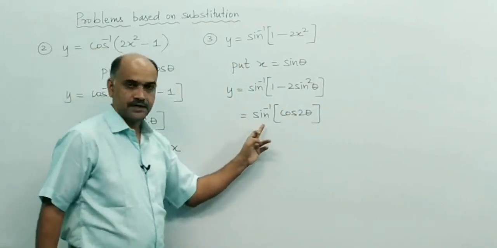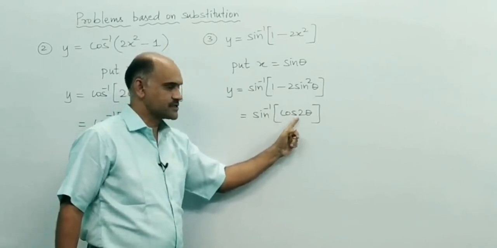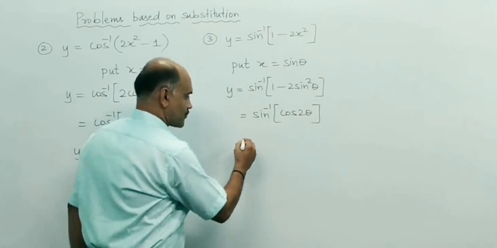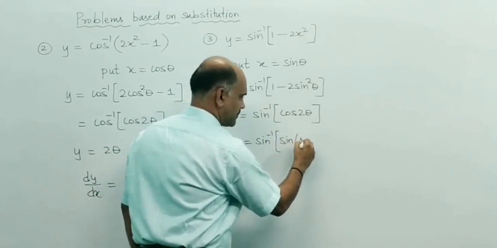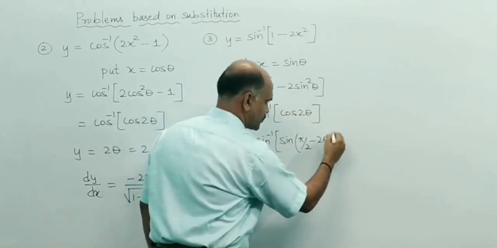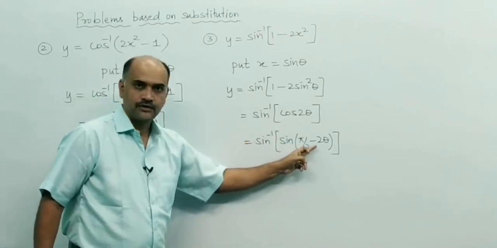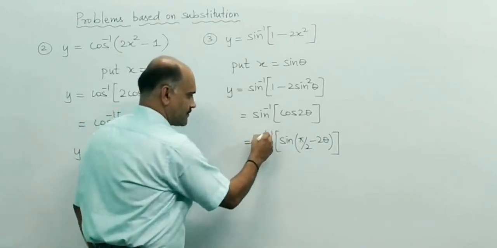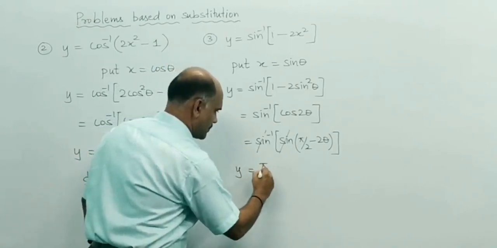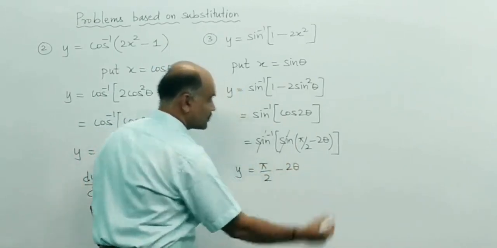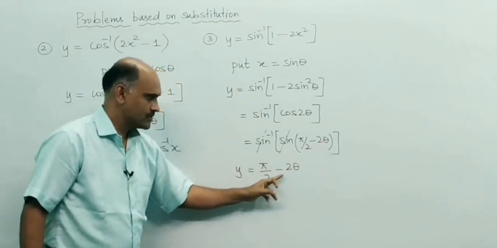Now in inverse trigonometry you have studied, I should cancel these two, so I will change cos to sin. Cos 2 theta is written as sin of (pi by 2 minus 2 theta). So sin inverse and sin get cancelled. So you will have y is equal to pi by 2 minus 2 theta.